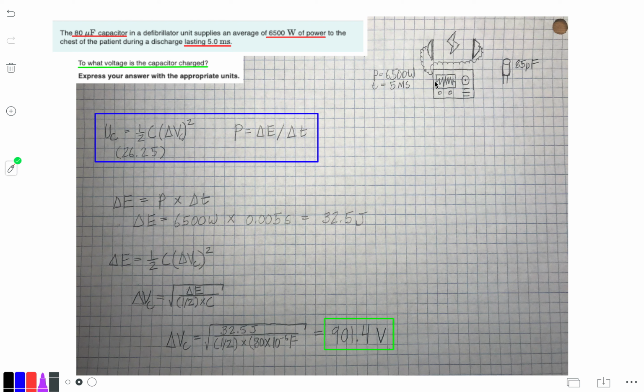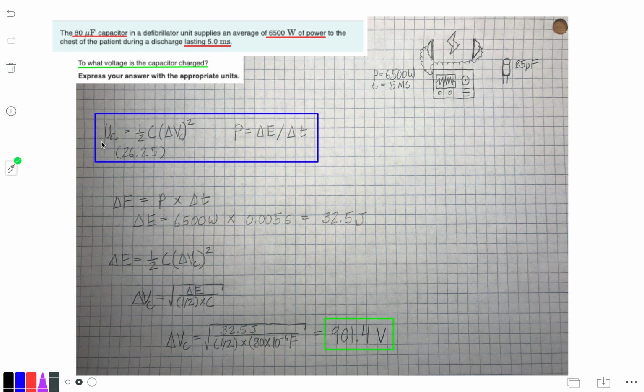So I've gone ahead and drawn out a little image of what we have going on here. So we have our power and our time. We have our defibrillator, and we have some kind of discharge right here. And then I just drew a simple little capacitor here to indicate that we have our 85 microfarads.